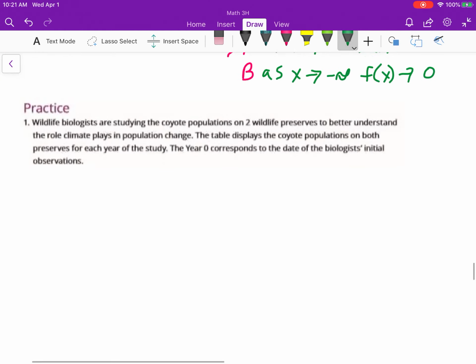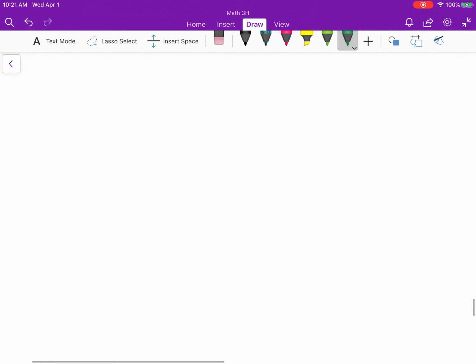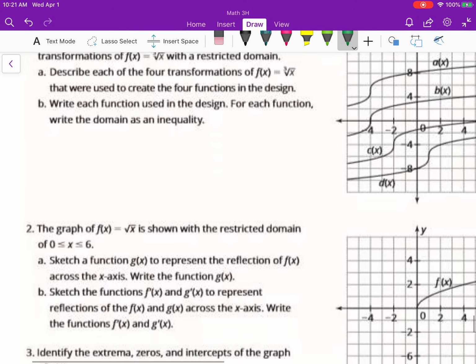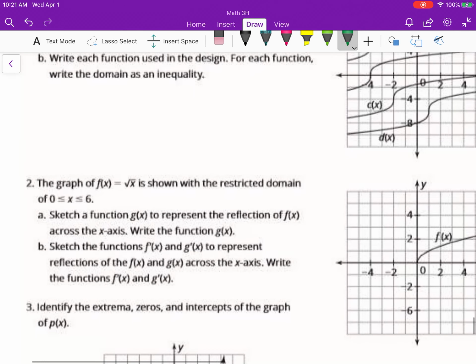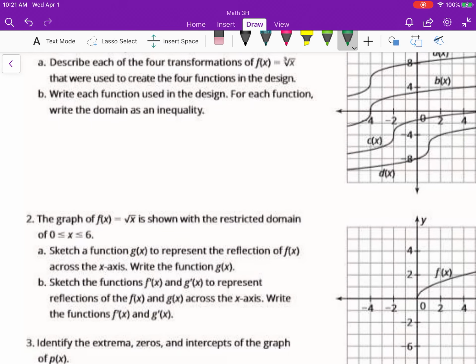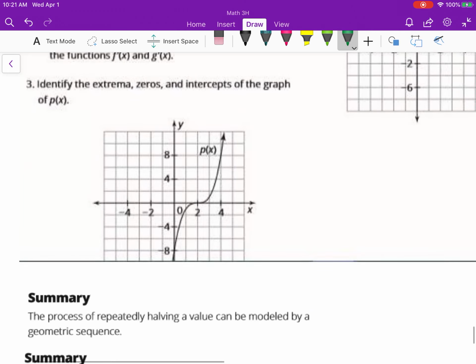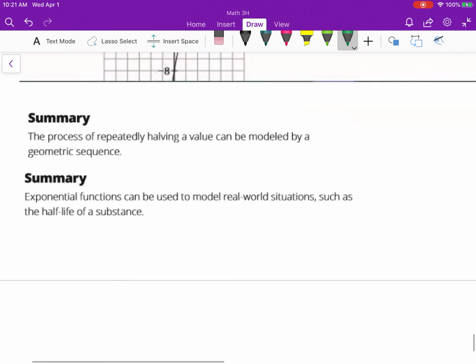I have some practice here that's right out of the book. Here's the table for it. And then there's a review. This review actually is pretty decent. It's showing review of transformations and roots and things, which we're going to be doing transformations again in this unit. I love number 3, where it wants you to identify extrema, zeros, and intercepts. That takes us way back to first semester.